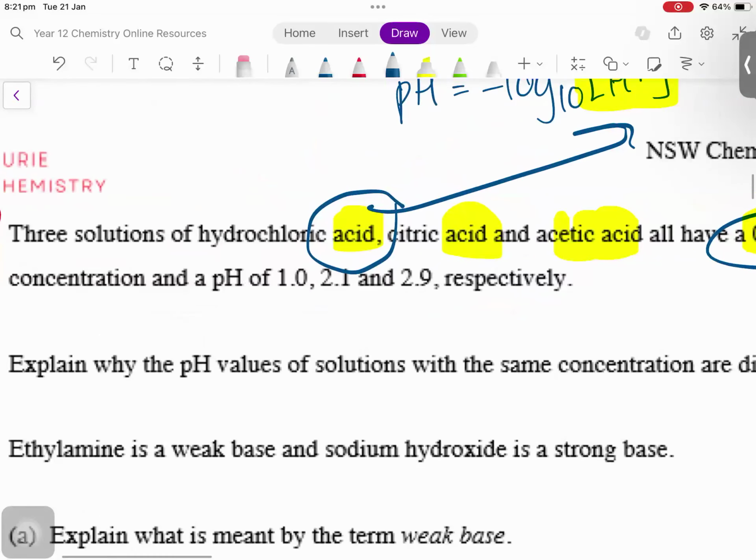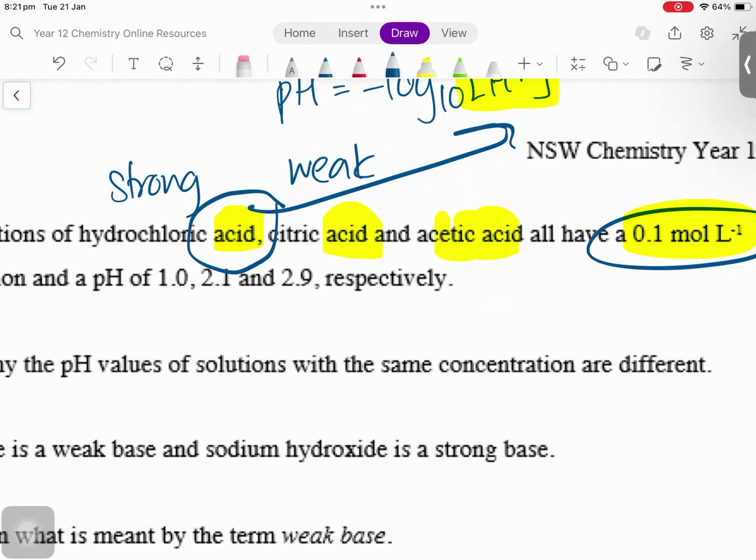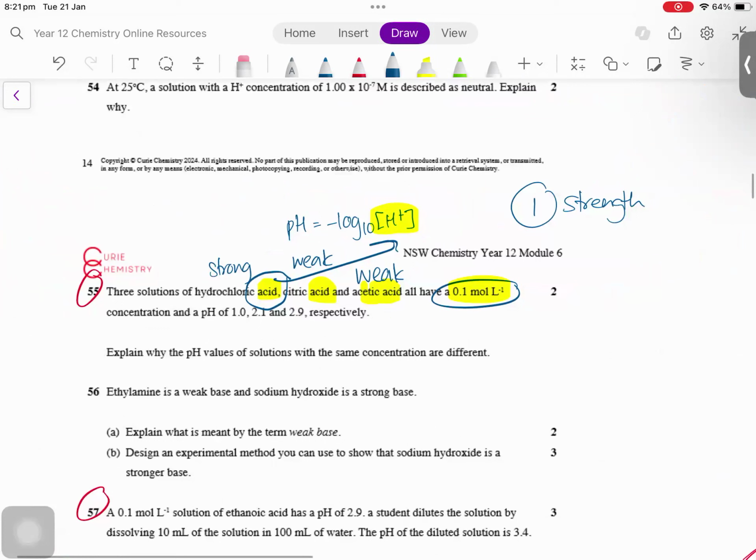Hydrochloric acid, strong or weak? Strong, okay. Citric acid, any idea? You can say no, we're working on it. Citric acid is weak, yeah. Acetic acid. Weak. Acetic acid is definitely weak. Okay.